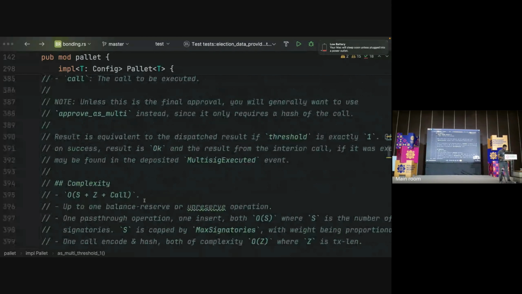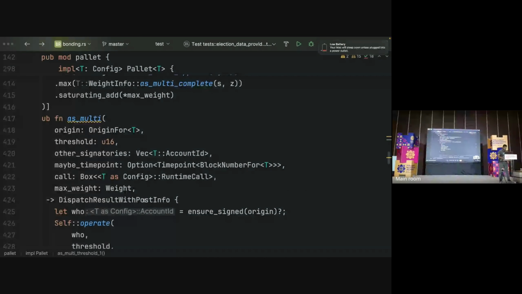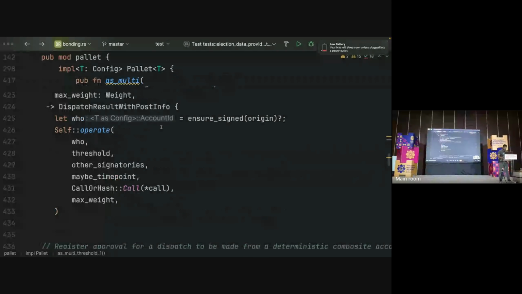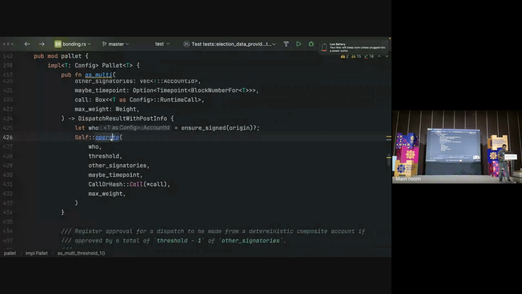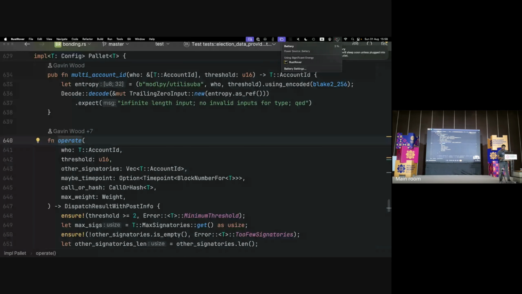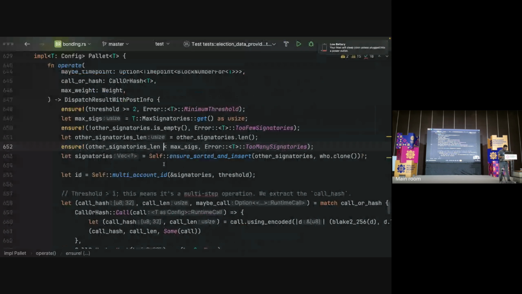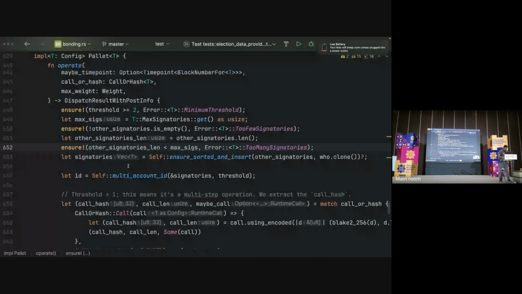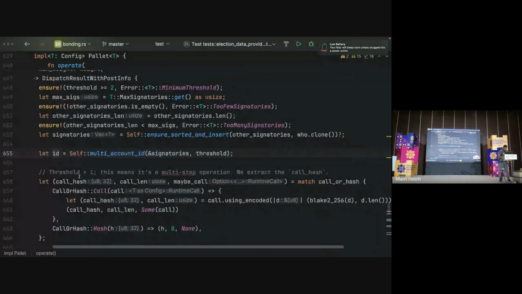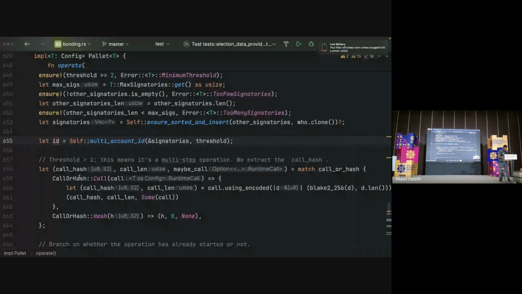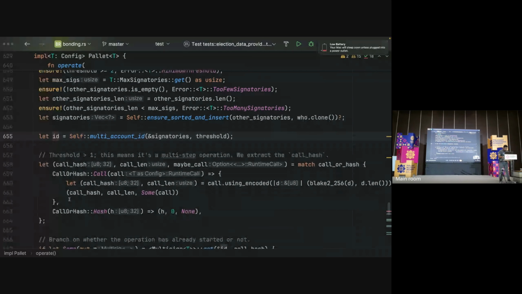Okay, let's see the function call. As multi, ensure signed, operate. Okay, slowing down. Quickly: some validation, some multi account ID. It got the ID. What does it do with the ID? It says is it call or hash. If it's a call, then it returns this, and then what?